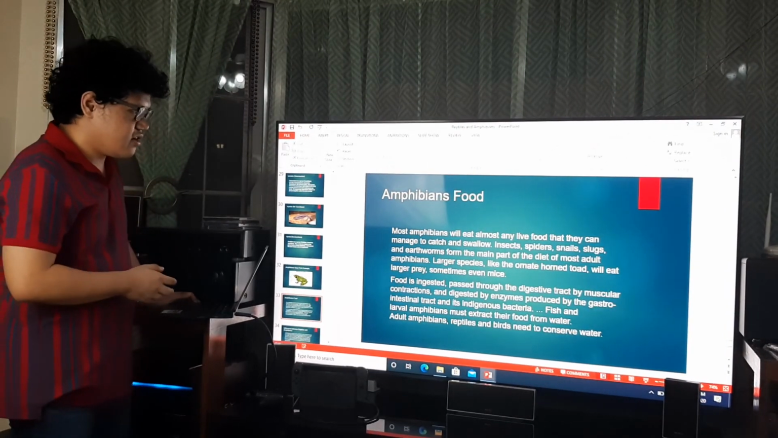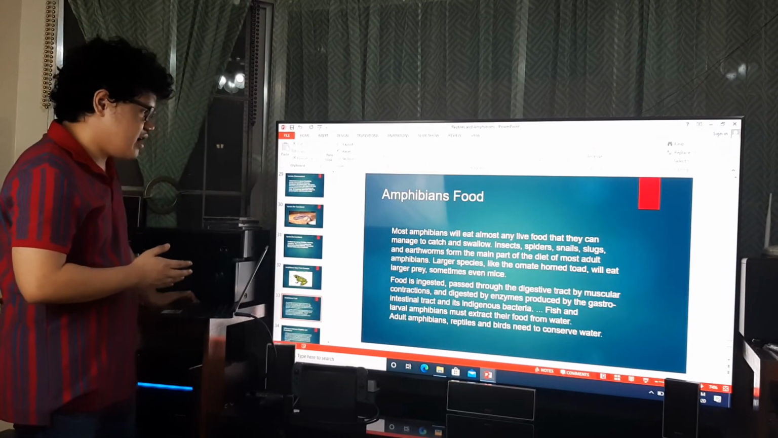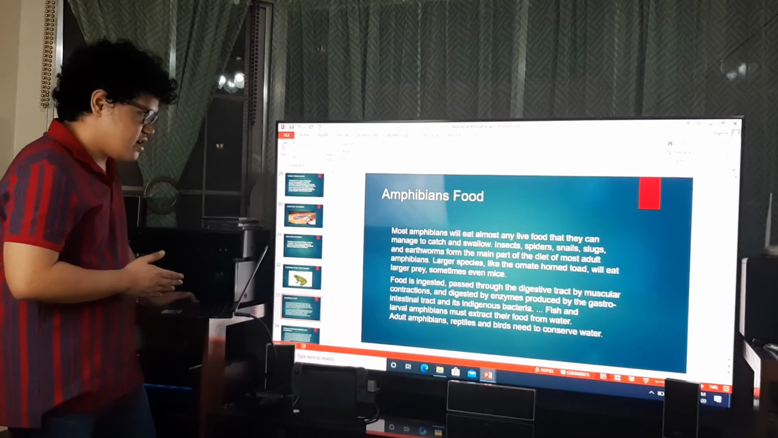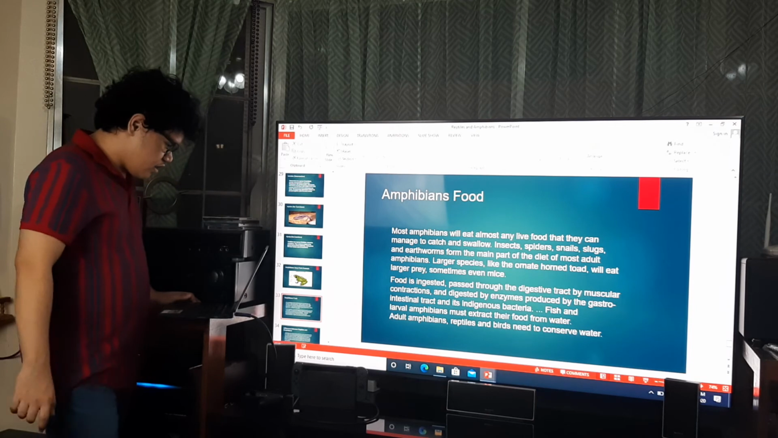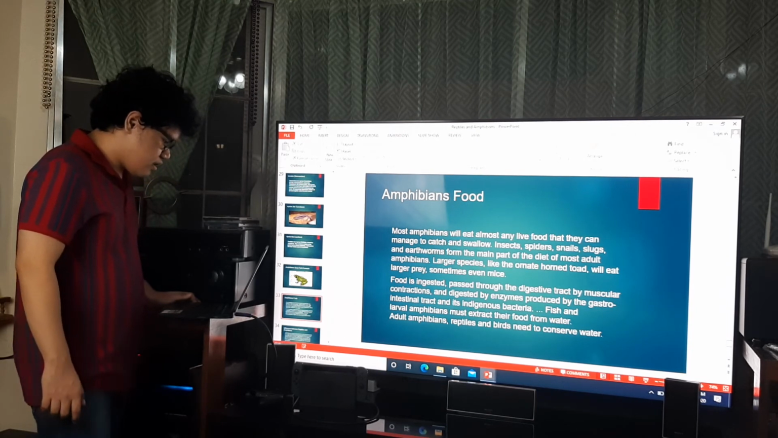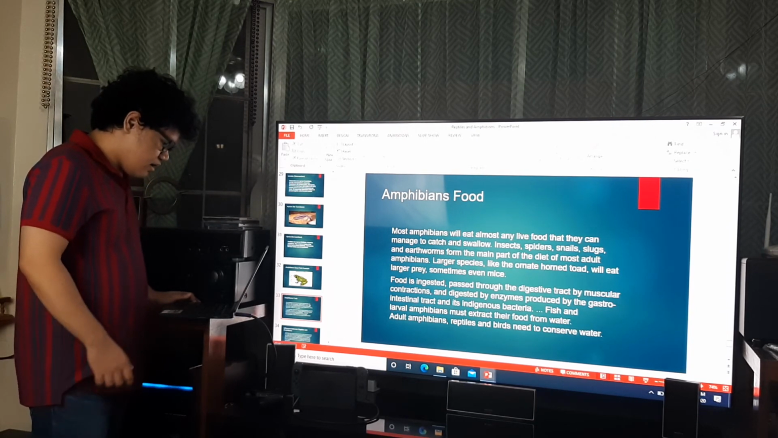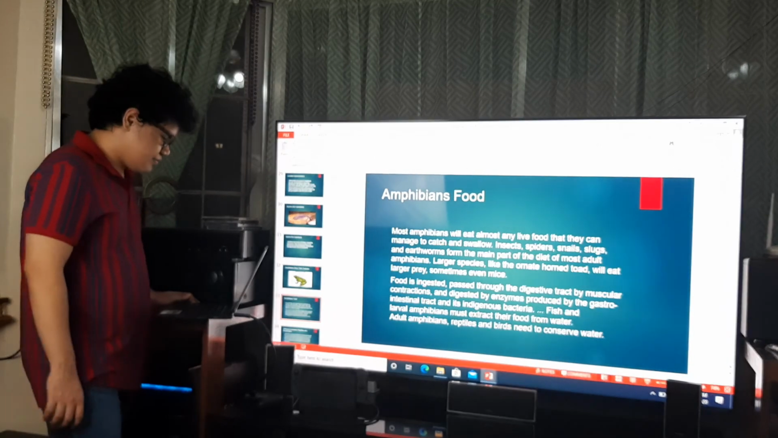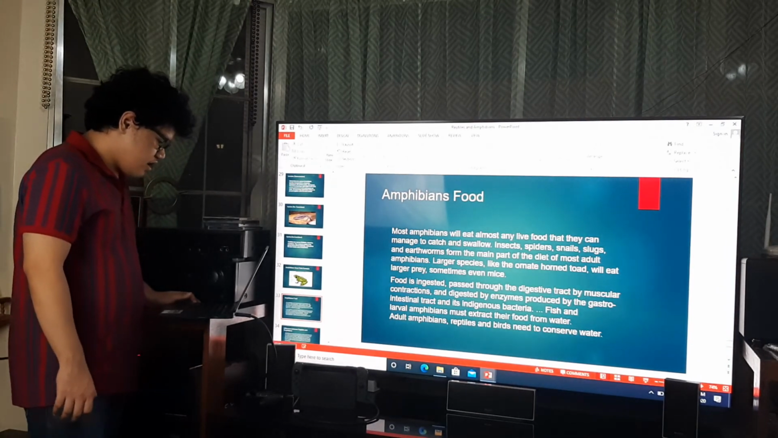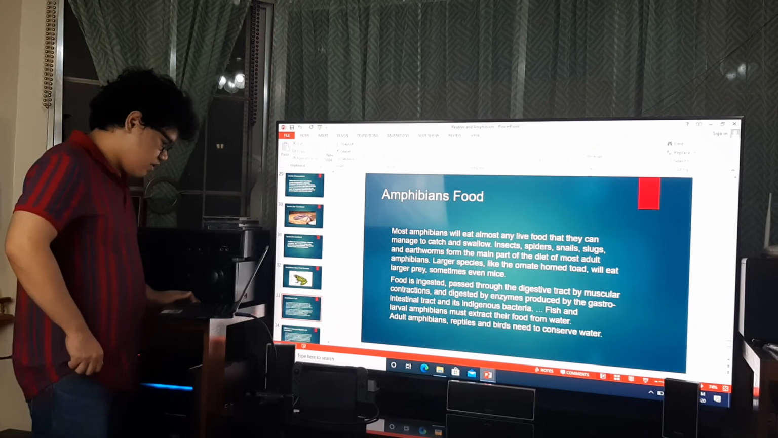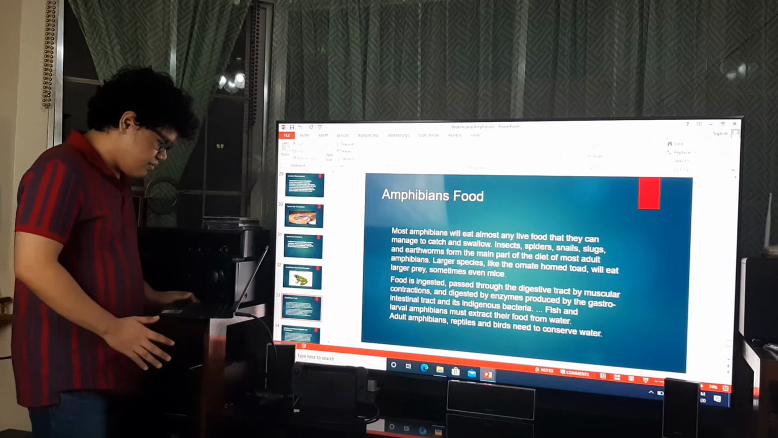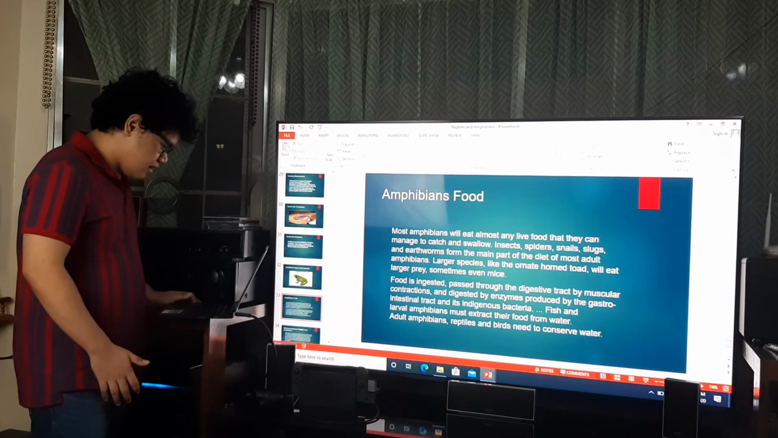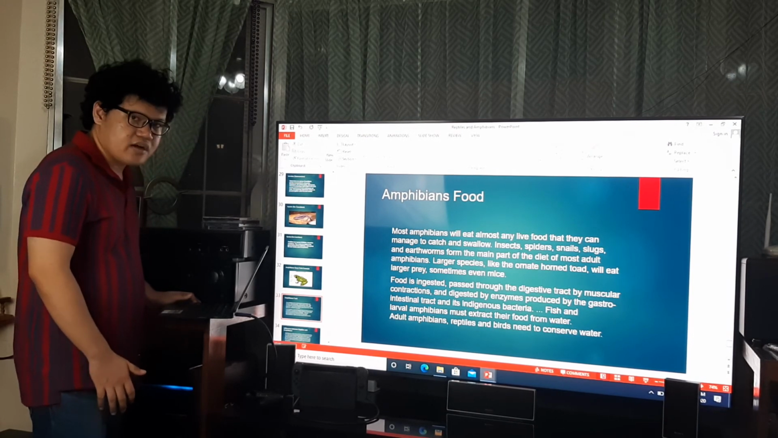The food of amphibians. Most amphibians will eat almost any live food that they can manage to catch and swallow. Insects, spiders, snails, slugs, and earthworms form the main part of the diet of most adult amphibians. Larger species like the horned toad will eat larger prey, sometimes even mice. Food is passed through the digestive tract by muscular contractions and digested by enzymes produced by the gastrointestinal tract and its indigenous bacteria.